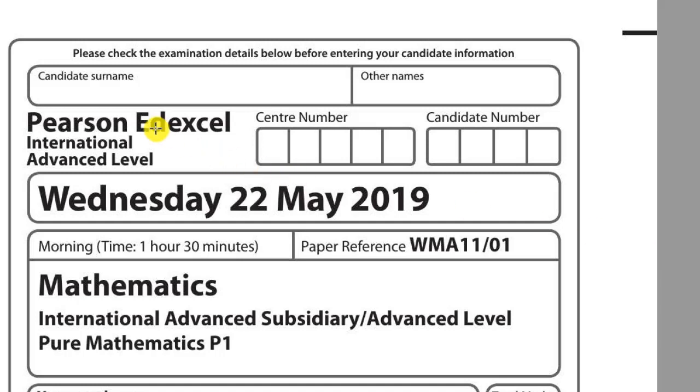This is Edexcel Mathematics, Pure Mathematics P1, May 2019, WMA 1101. Let us start the first question.